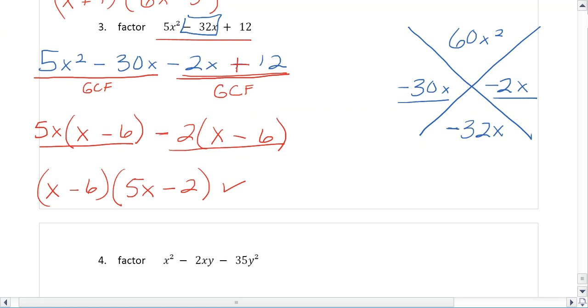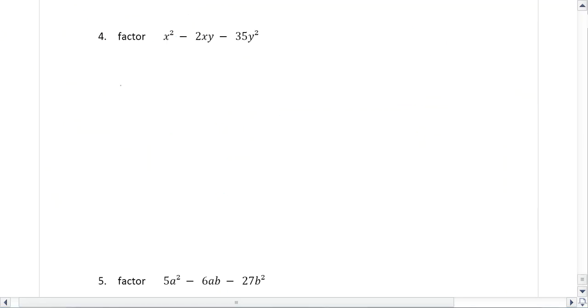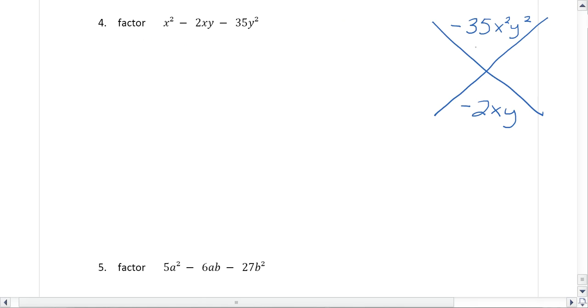All right, in these last two examples, they've thrown in a little extra letter, but the process remains exactly the same. We put first times last on top of the diamond, put the middle term in the bottom of the diamond, and find two factors that multiply to the top and add to the bottom.